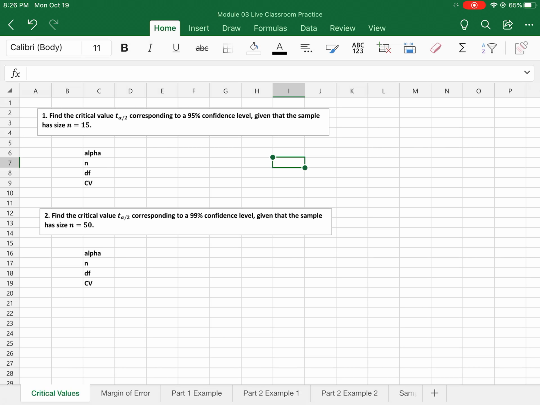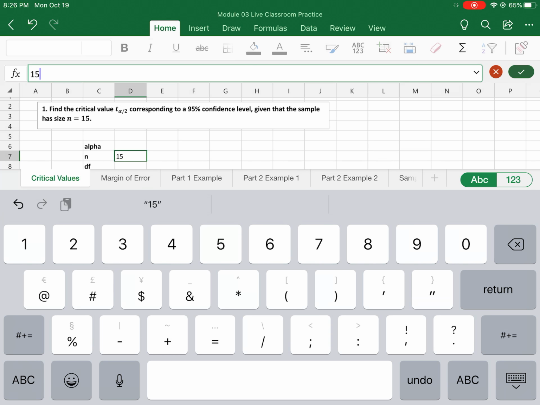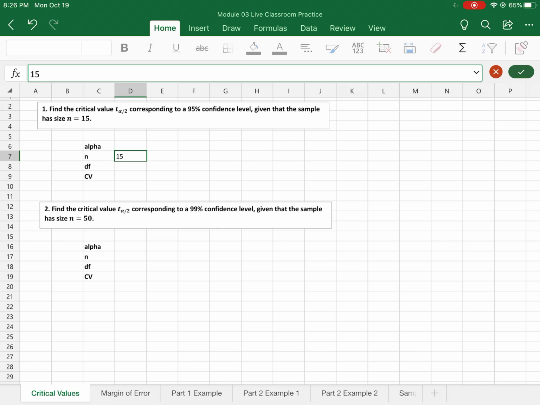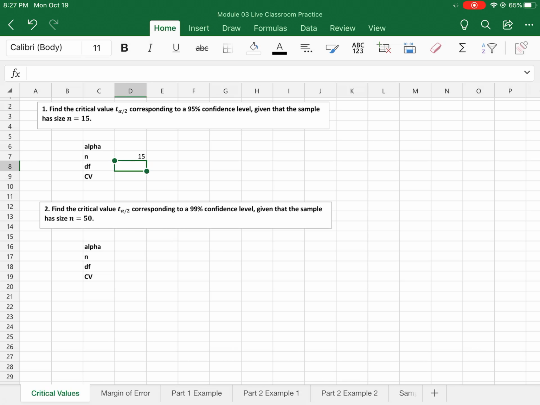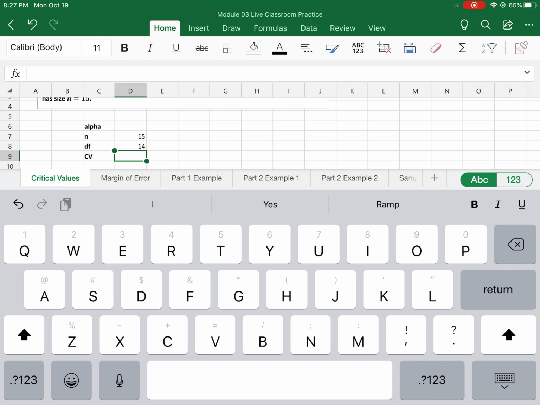Okay, so again, I'm just coming from the notes, and I'm going into my Excel where I have all the examples. Okay, so our first example, I want to find the critical value corresponding to a 95% confidence level, given that the sample size has n equals 15. So the first thing I'm going to type in is 15. Now everything else I'm going to do is I'm going to use the equations with Excel. Okay, so the next thing I'm going to compute is my degrees of freedom. Well, remember your degrees of freedom is equal to n minus 1. I'm going to go up to here and I'm just going to go equals. I'm going to click that box, minus 1 and hit return. Okay, so I have my degrees of freedom.